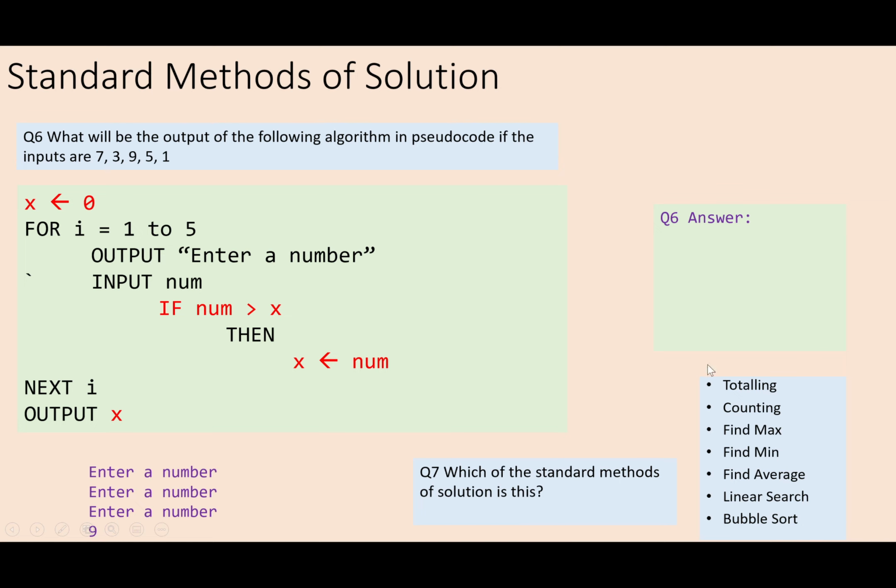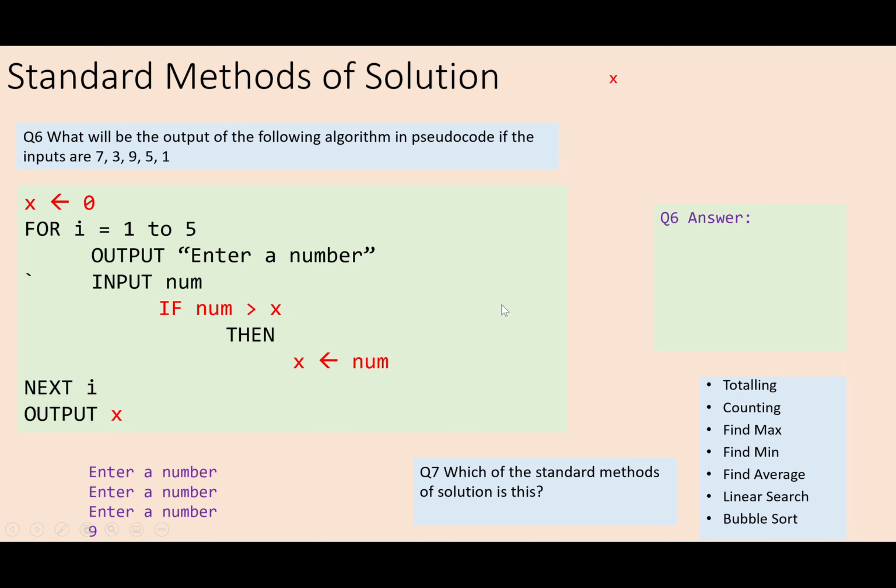Okay, next we have a different algorithm here, and we're going to do the same thing again. I'd like you to work through the algorithm step by step, and then write the answers down onto the workbook that you've got. Okay, so just the output. What's the output from the algorithm, and then decide which of the standard method solution it is. So pause the video, and then have a go, and then come back and we'll look at the answer.